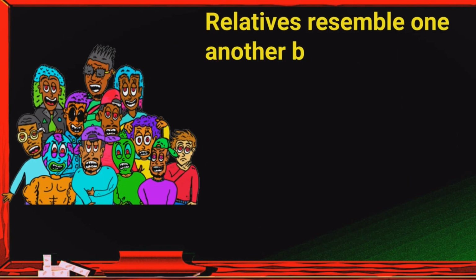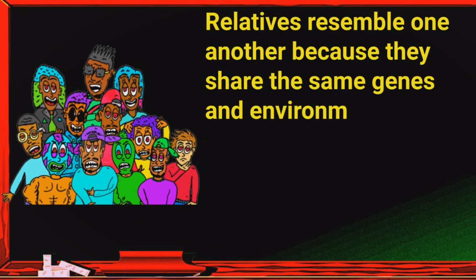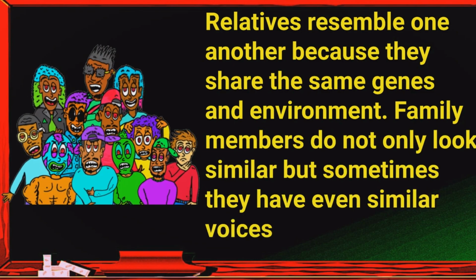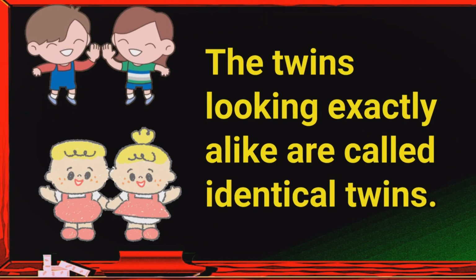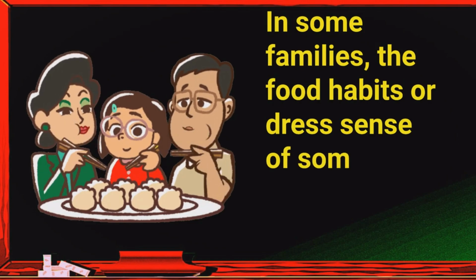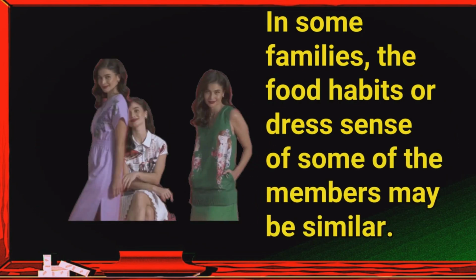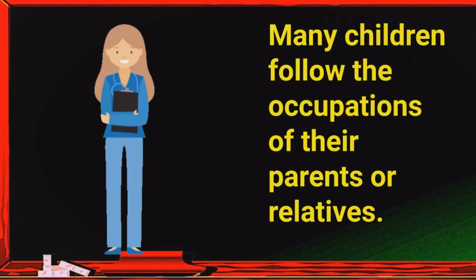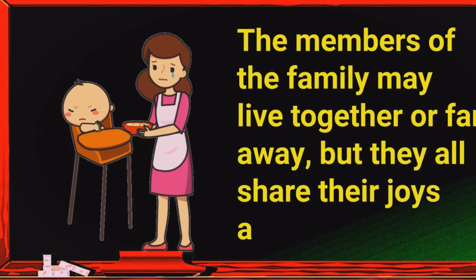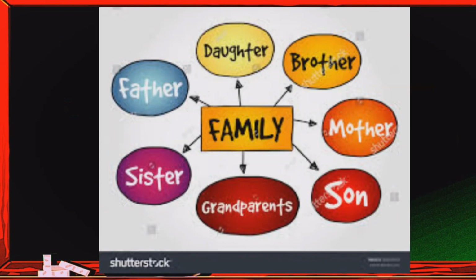Relatives resemble one another because they share the same genes and environment. Family members do not only look similar but sometimes they have even similar voices. The twins looking exactly alike are called identical twins. In some families, the food habits or dress sense of some of the members may be similar. Many children follow the occupations of their parents or relatives. The members of the family may live together or far away, but they all share their joys and sorrows. So, you all should remember these points.